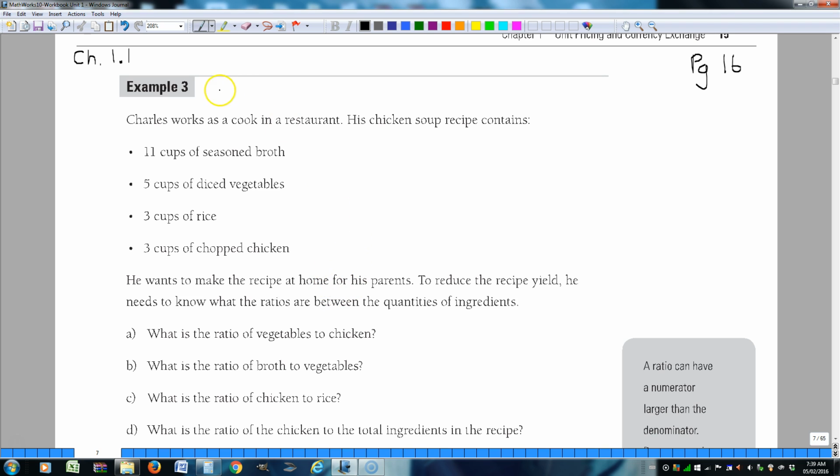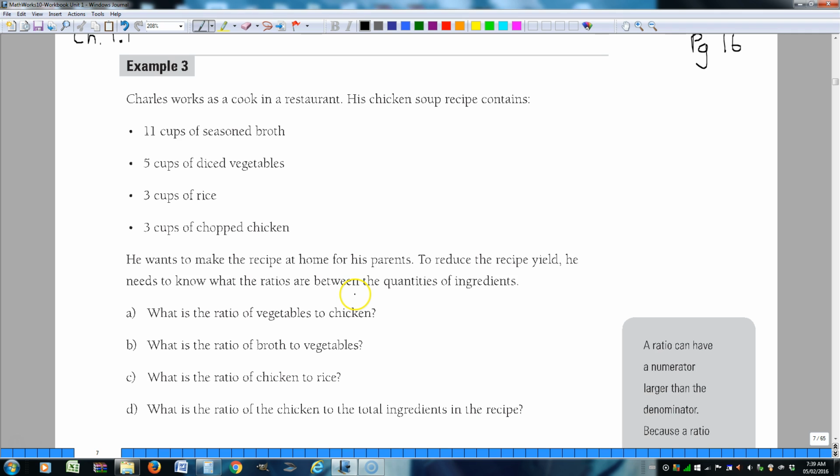This is example number 3 on page 16. What we have here is some information about Charles and his restaurant. He works as a cook and he has a chicken soup recipe. In that recipe is 11 cups of broth, 5 cups of vegetables, 3 cups of rice, and 3 cups of chicken. That is the recipe he makes for a restaurant-sized portion.